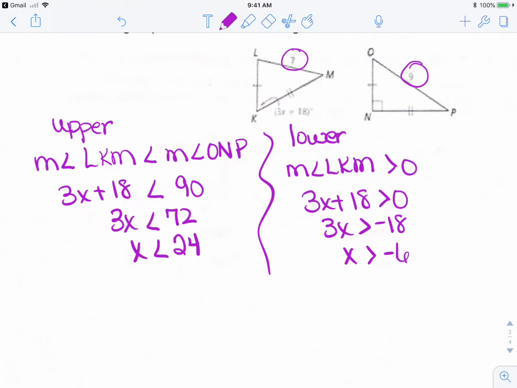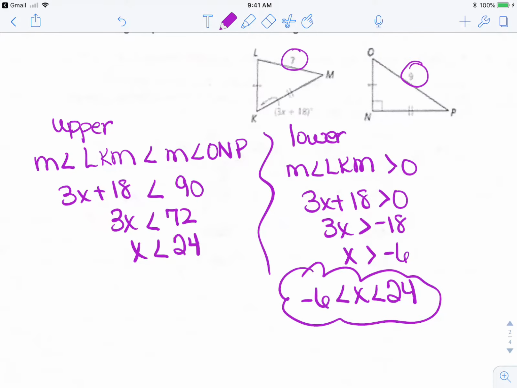So my range of values for x, again, that's not my range of values for the angle, but my values for x is between negative 6 and 24. That's my range.